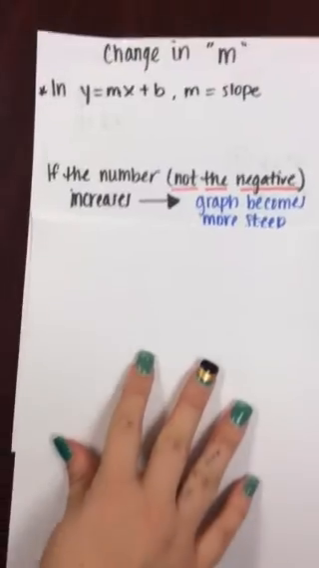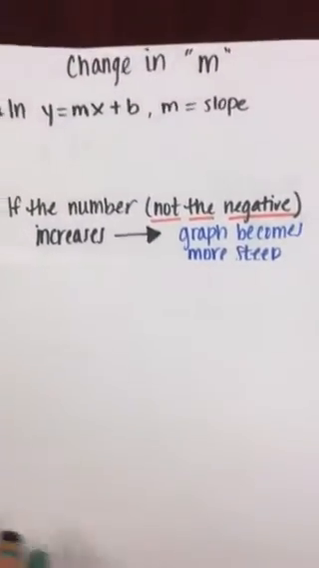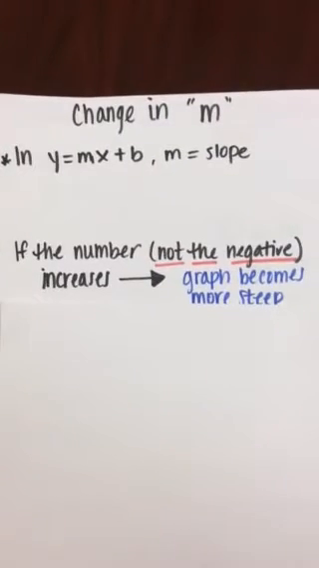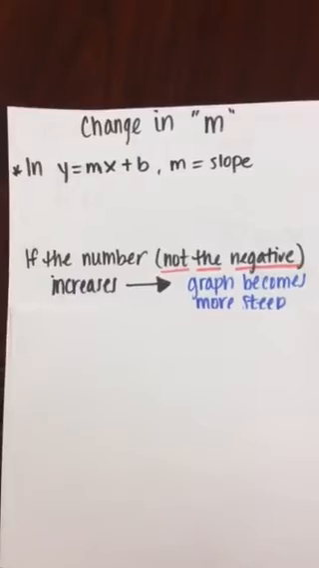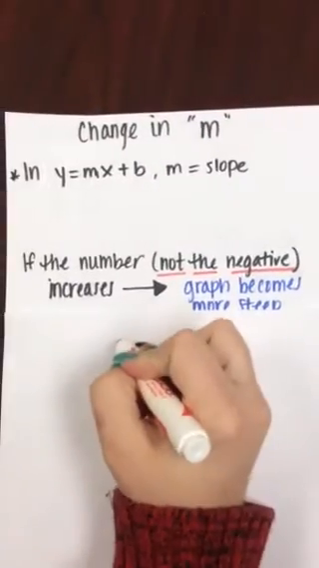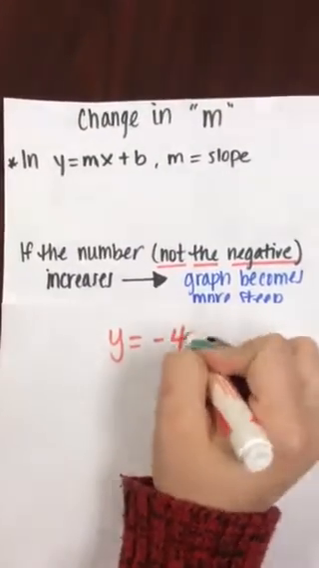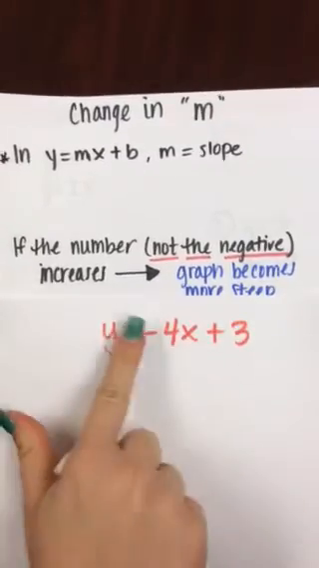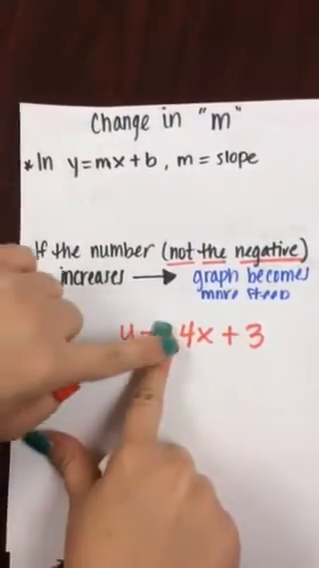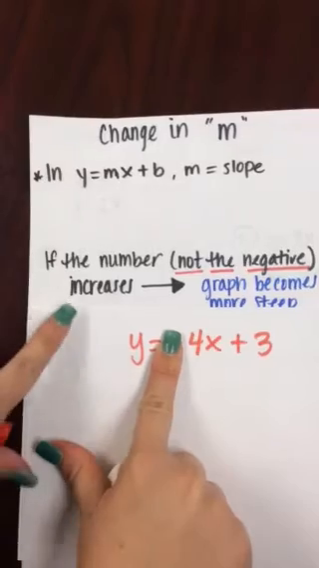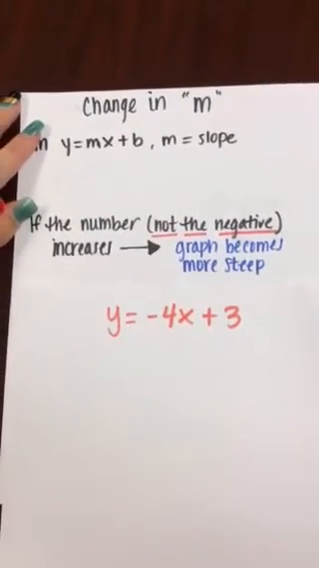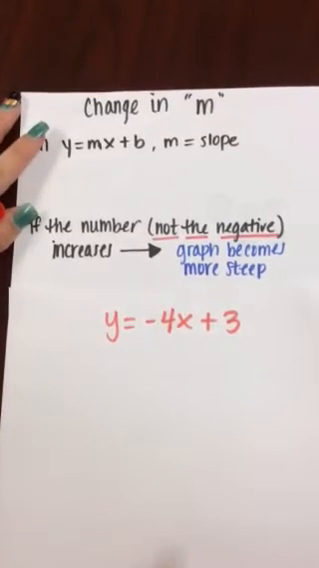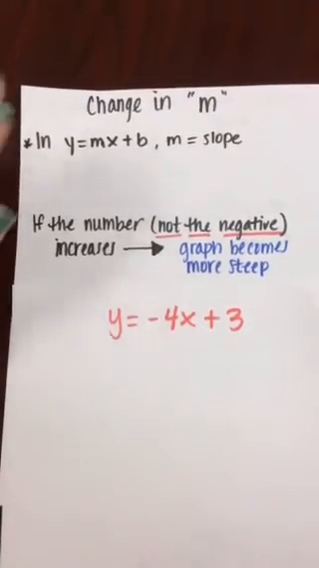Now, if the M has a negative, you do not worry about it. You can hide your finger. So if you have a negative 4x plus 3, you can hide the negative. You just look at the number. If the number increases, the graph will become more steep. Now, steep has to do with it going more up and down.